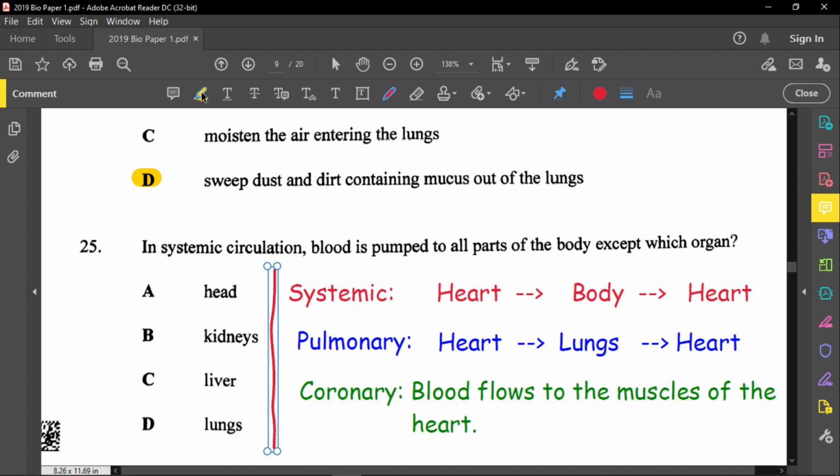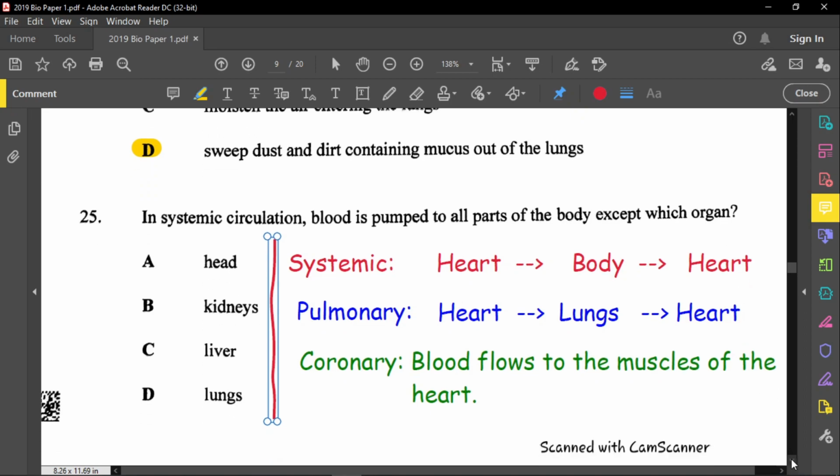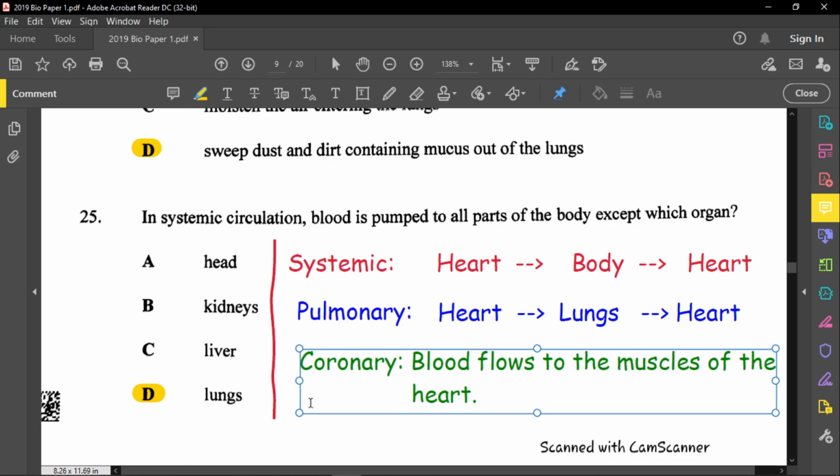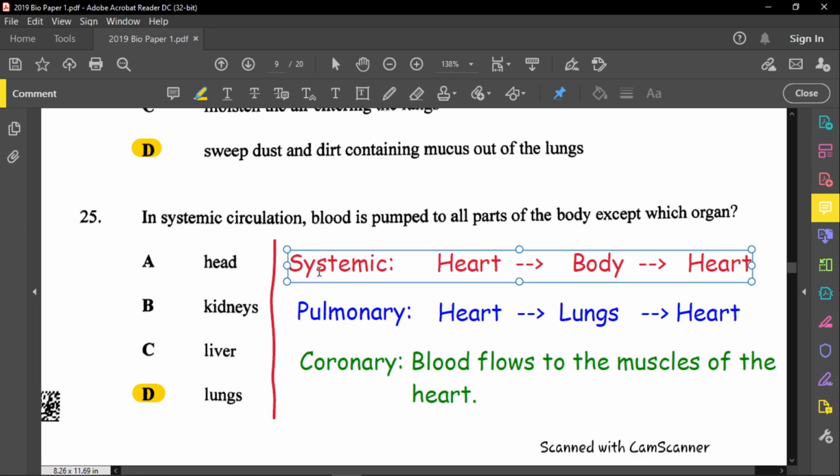The question reads, in systemic circulation, blood is pumped to all parts of the body except which organ? We pump all over the body. The only place it is not pumped to in systemic circulation is the lungs, because the lungs have their own type of circulation. Hence the reason why I separate the different types of circulation on the right. Systemic circulation is simply blood moving from the heart to the body and back to the heart.